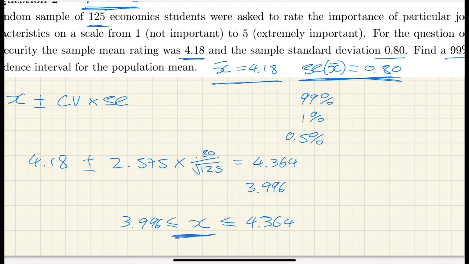So yes, just some final remarks about this concept of confidence interval. I think the most important thing is to know how to identify the value of x, the value of the critical value, and the standard error.